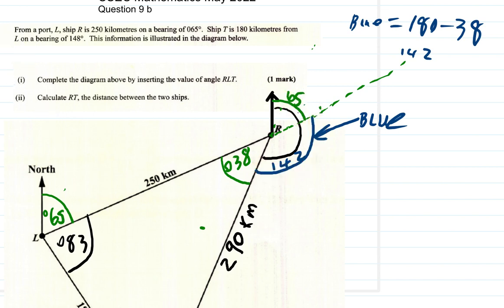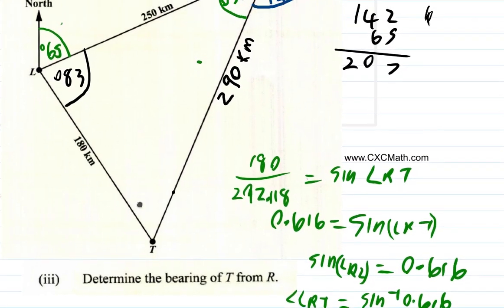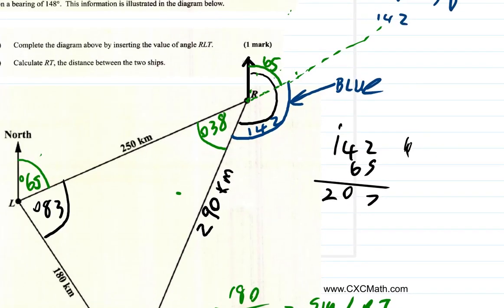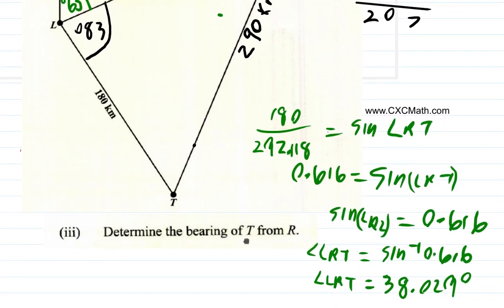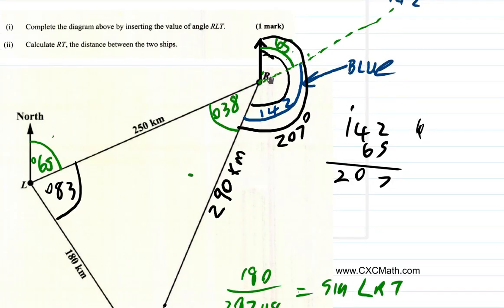So, let's do that then. So 142 plus 65 degrees: 5, 6, 7; 6 and 4, 10, bring down the 0, carry 1; 1 and 1, 2. 207 degrees. So what you have is that angle is 207. So all of this angle now, going all the way around, is 207 degrees. So that would be the bearing of T from R.